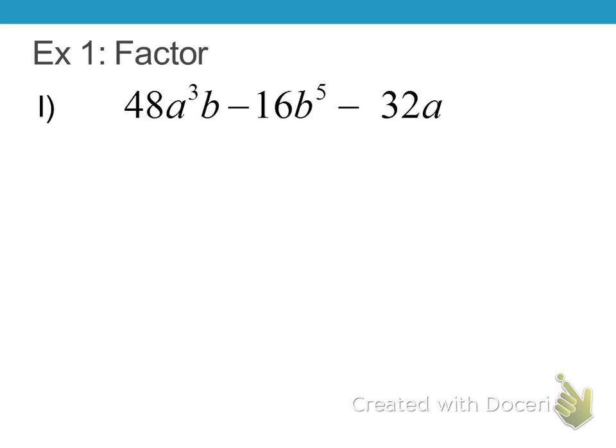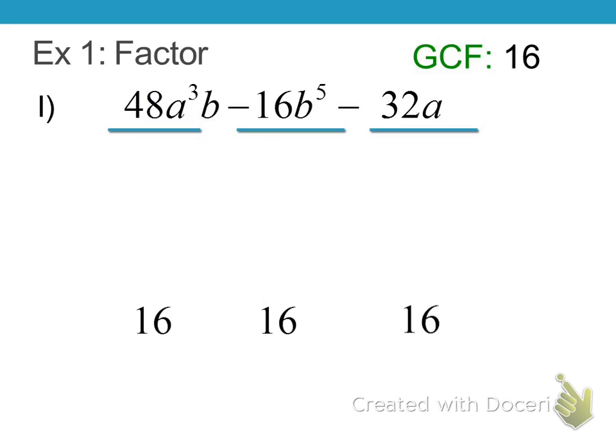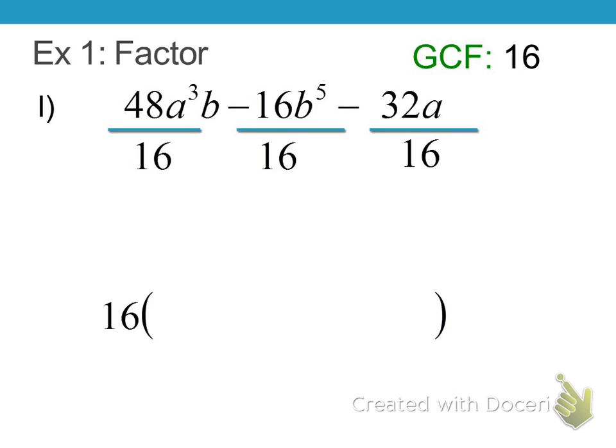How about the variables? None. Some of them have A, B's. Some of them have just A. Some have just B's. So we can't do anything with the variables. So 16 is our GCF. Divide everything by that 16. Put a 16 in the front. So your variables are going to stay the same, but the coefficients are going to change. So we're left with 3, -1, and -2. And then just keep the variables the same.